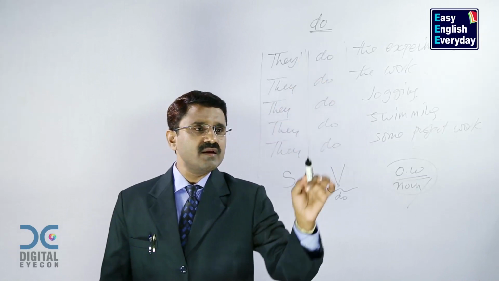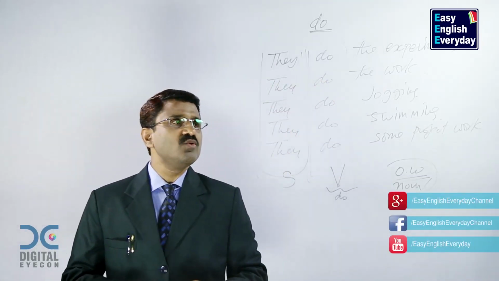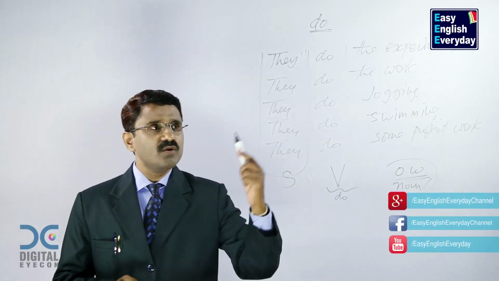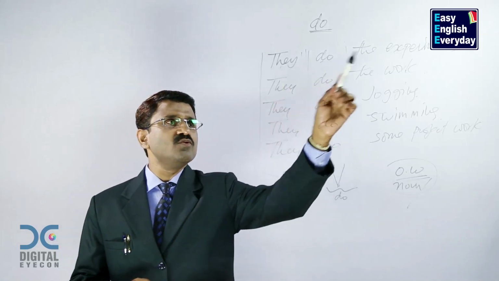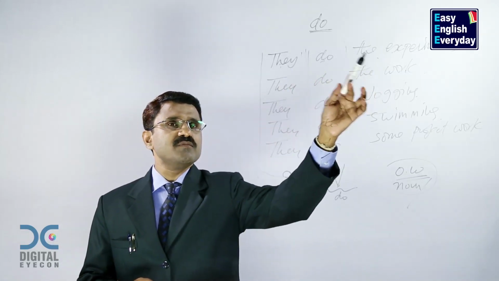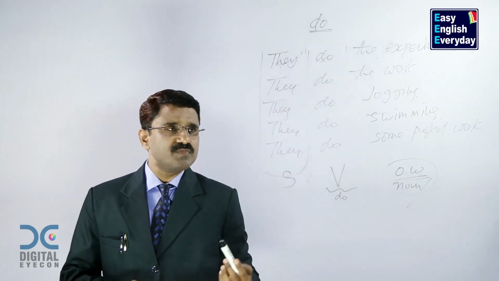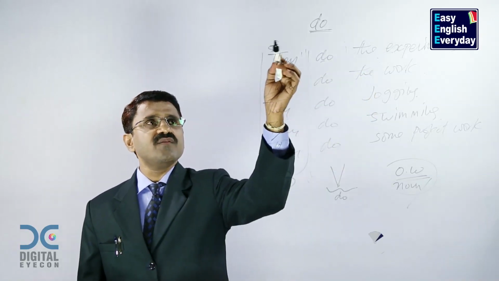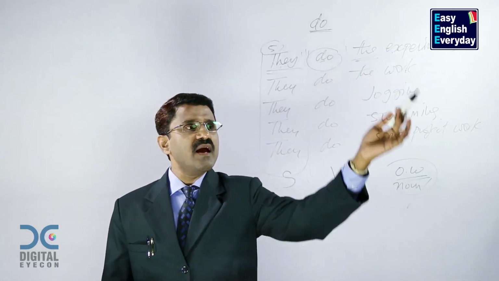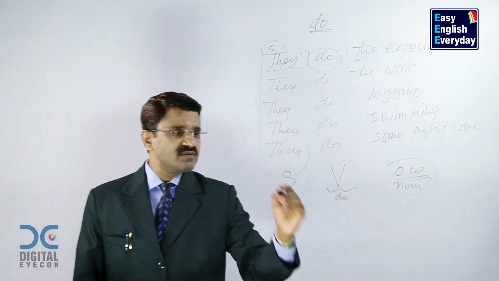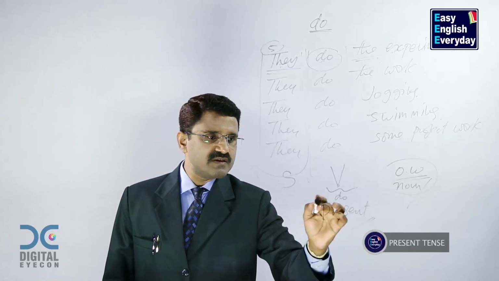So here you can keep five types of subjects. As I have told you just now, I do the work, we do the work, you do the work, they do the work, children do the work. I do the experiment, we do the experiment, you do the experiment, they do the experiment. So you can keep five types of subjects here. Keep do and you can add nouns there. Now this type of sentence you use to talk about present tense.